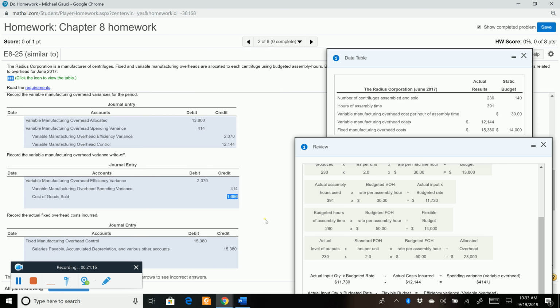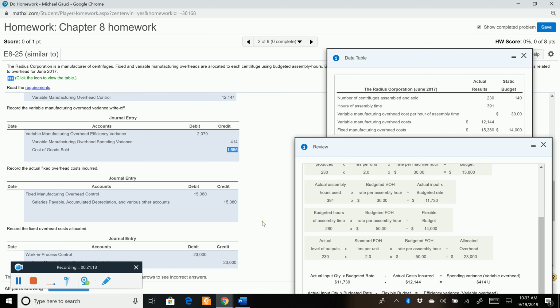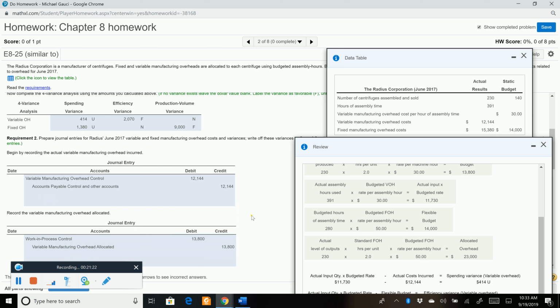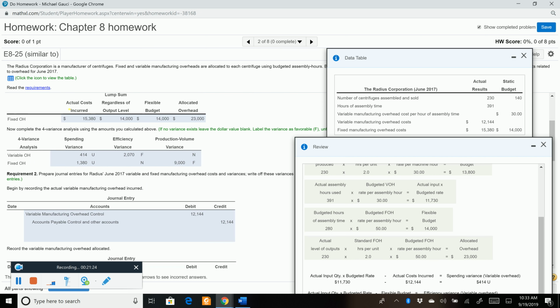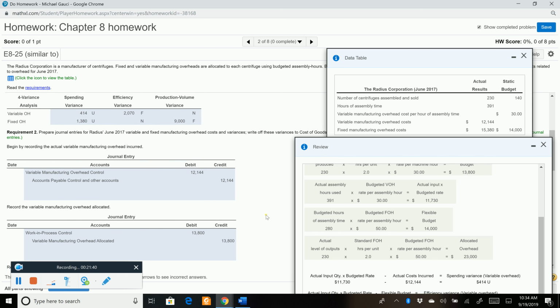And we're going to do the same type of journal entries for the fixed overhead. So once again, you come back up to your 3-column approach. So we can see the fixed overhead was $15,380. The flex budget was $14,000, and we allocated $23,000. Try to remember these numbers. Actuals $15,380. Budget was $14,000, and we allocated $23,000.